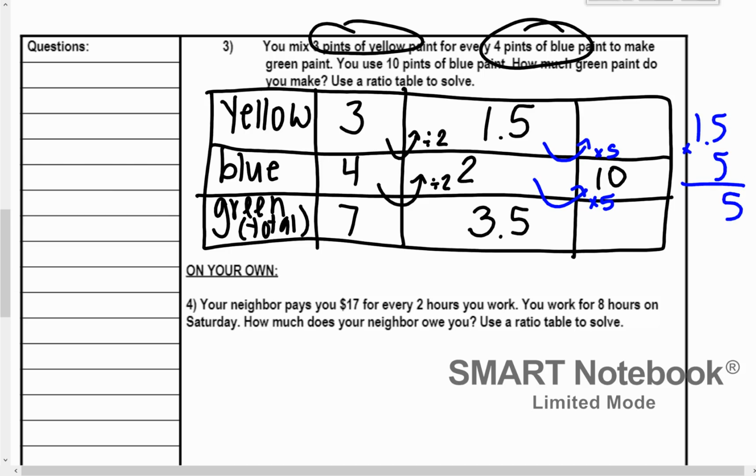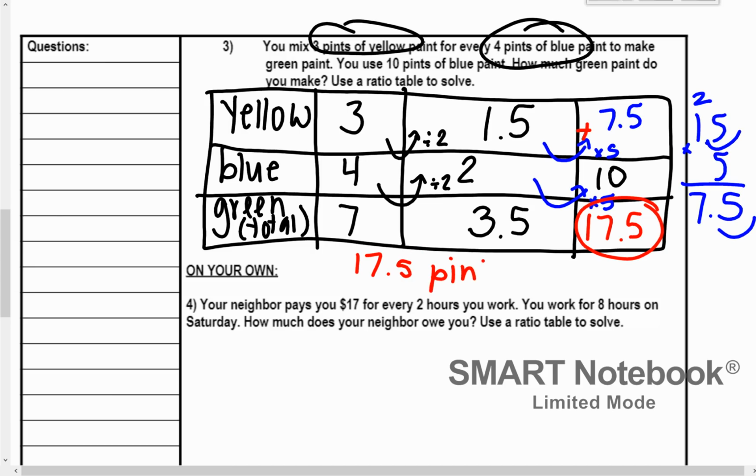5 times 5 is 25. 5 times 1 is 5, plus 2 is 7. 1 decimal place, we would get 7.5. Right. Now that final answer, because we have to go back and see what the question asked us to do, how much green paint do you make? So we have to add 7.5 plus 10 to get 17.5 pints of green is our final answer.